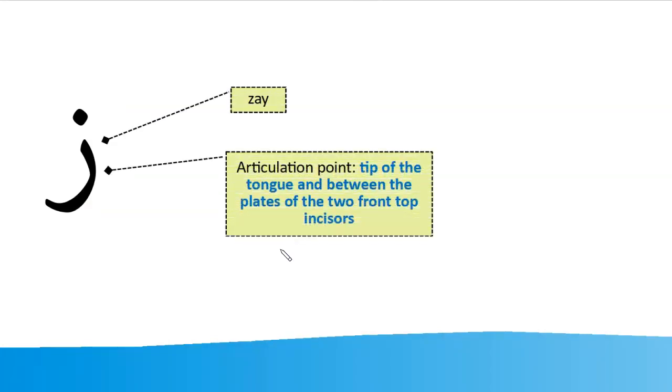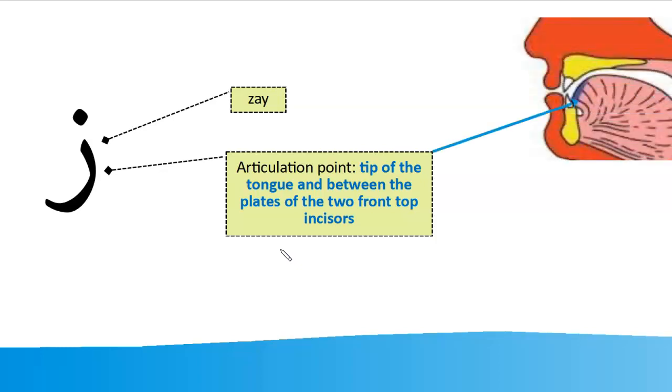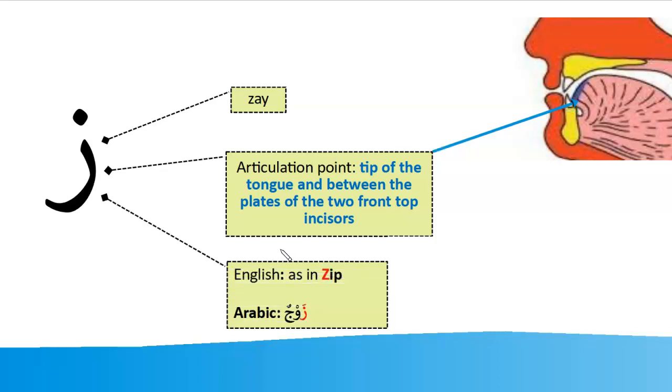Up next is this. We have zayun, or za. It comes from the tip of the tongue touching between the plates of the two top front incisors, like so. Za. It's quite simple, as in the English word zip, and zawjun in Arabic. Zawjun means a pair, spouse.